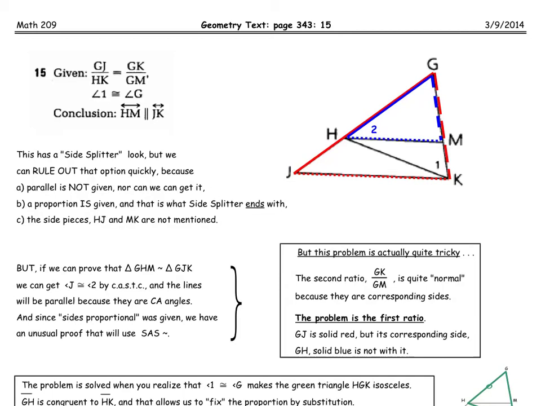We're now going to discuss how to make a proof for page 343, number 15. We're given a proportion, congruent angles, and asked to prove that lines are parallel. After checking out the given information and what the conclusion requires of us, it's very important to look at the diagram and see what that makes you think of in terms of past problems.